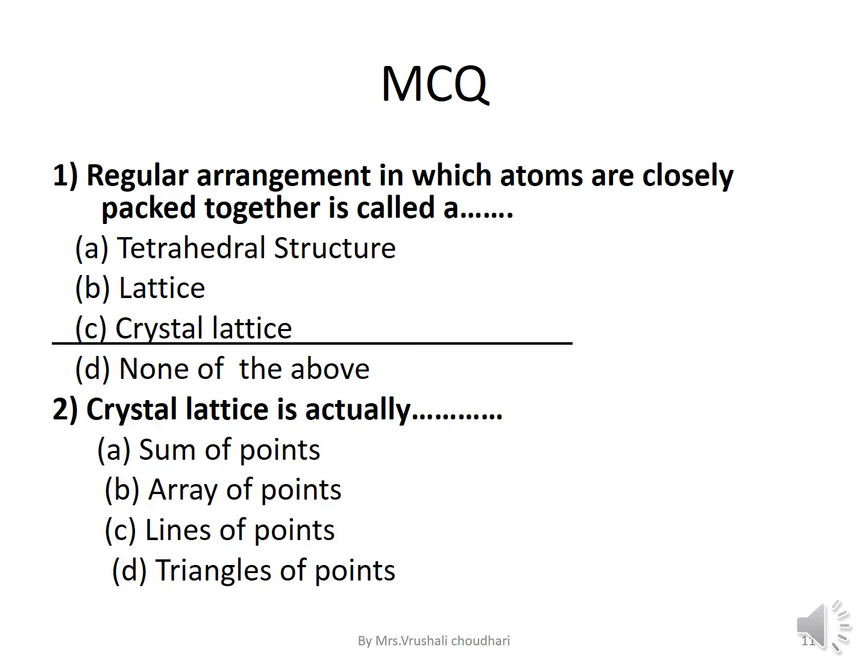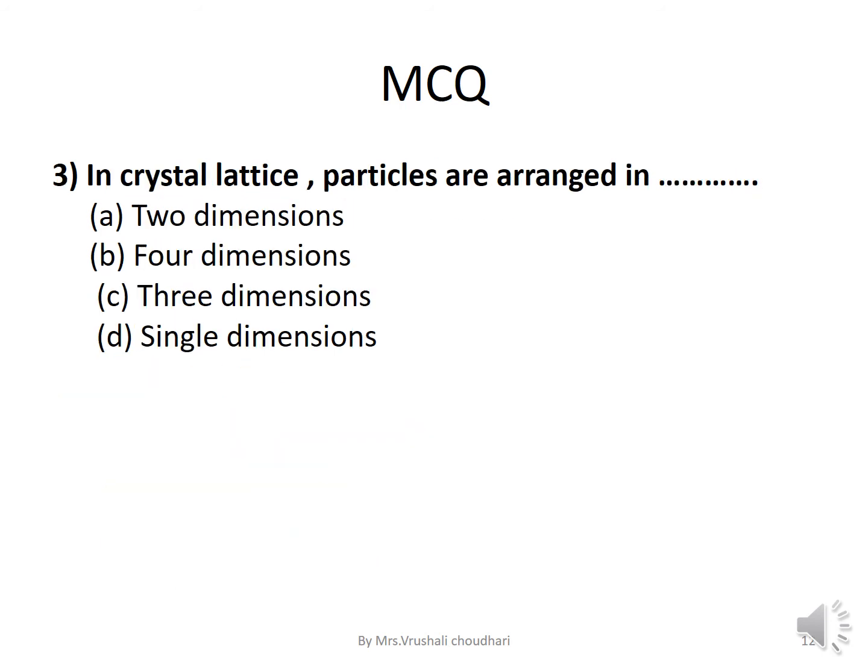Crystal lattice is actually a sum of points, an array of points, a line of points, or a triangle of points. What is that? An arrangement of points. In a crystal lattice, particles are arranged two-dimensionally, three-dimensionally, or single dimensionally. As the definition shows, a three-dimensional arrangement of particles, ions, atoms is called a crystal lattice. The answer is three-dimensional.